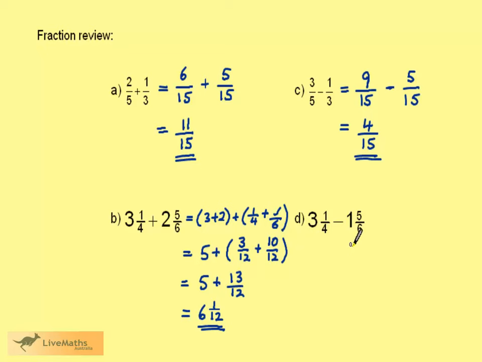3 1/4 take 1 5/6. Using top-heavy or improper fractions, 12 plus 1 is 13 over 4. 6 ones are 6, add 5 is 11. So we're taking away 11 over 6. Once again, a common denominator for 4 and 6 we'll use 12.